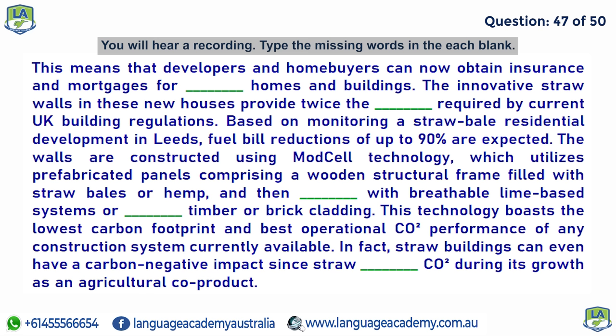The walls are constructed using mod cell technology, which utilizes prefabricated panels comprising a wooden structural frame filled with straw bales or hemp, and then rendered with breathable lime-based systems or ventilated timber or brick cladding. This technology boasts the lowest carbon footprint and best operational CO2 performance of any construction system currently available. In fact, straw buildings can even have a carbon negative impact since straw absorbs CO2 during its growth as an agricultural co-product.